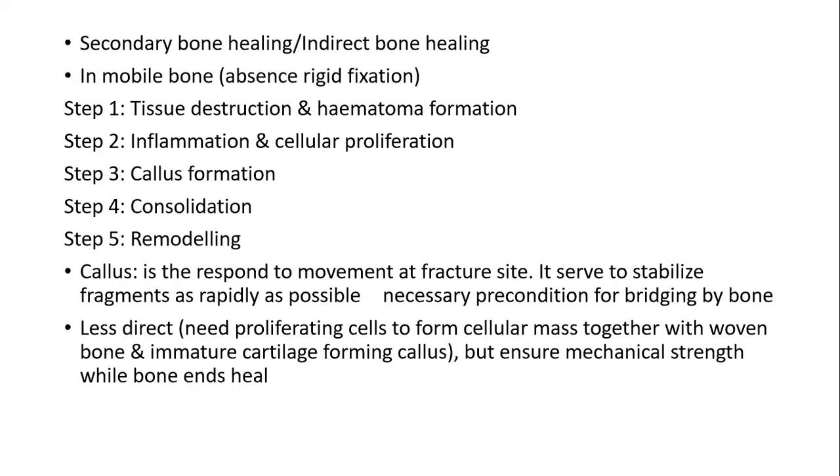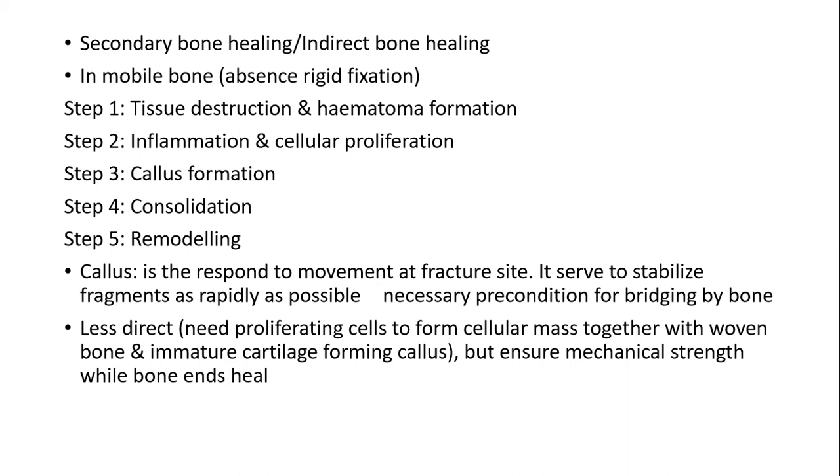So what is the first method, healing by callus? This is the first method, usually secondary bone healing, which is indirect bone healing. In mobile bone, in the absence of rigid fixation, step one is tissue destruction and hematoma formation, and then inflammation and cellular proliferation. Then callus formation, which subsequently becomes consolidation and remodeling.